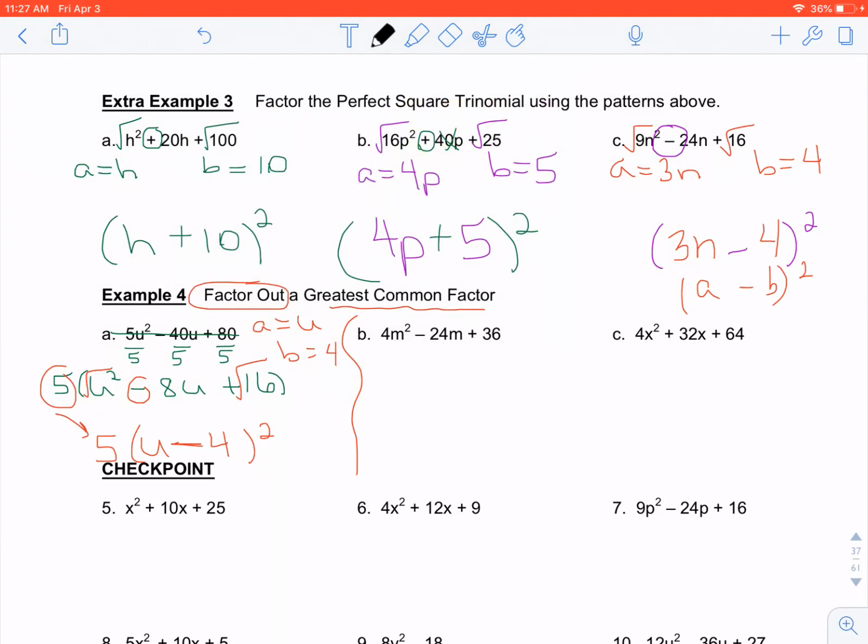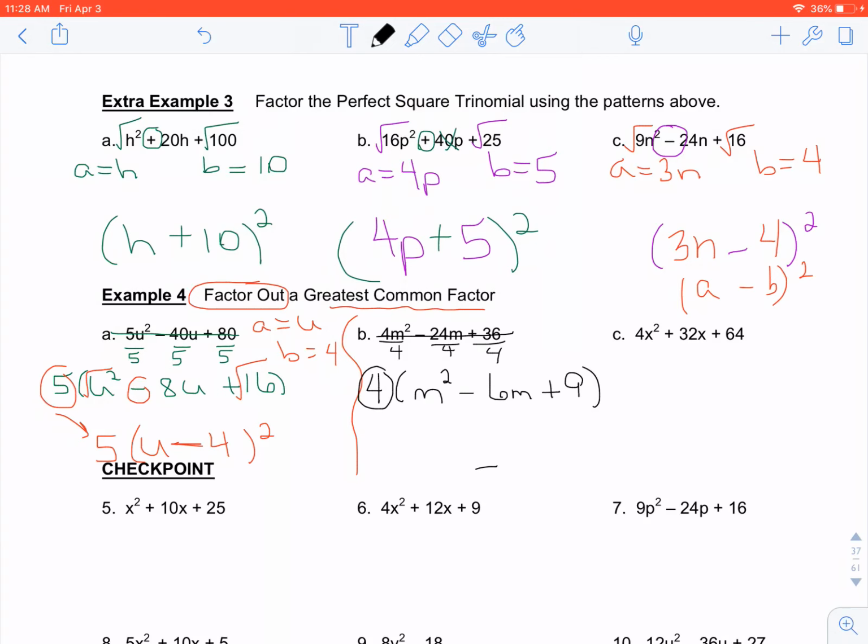Second problem here. We have a 4, 24, and 36. GCF, what do they have in common? Well, I think they're all divisible by 4. So the GCF goes in front, and then divide. 4 divided by 4 is just m squared. 24 divided by 4 is a negative 6m. 36 divided by 4 is 9. Forget the first problem. Here's the GCF.